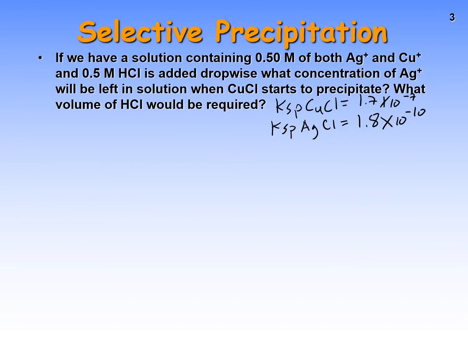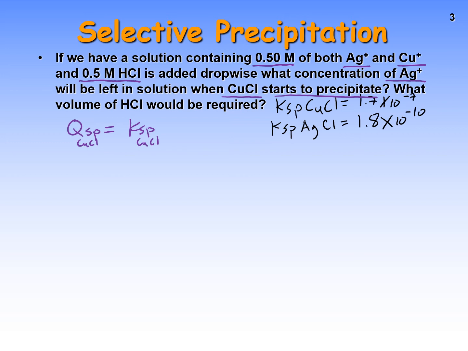So if we have a solution that contains 0.5 molar Ag plus and Cu plus, and we're adding 0.5 molar HCl, what concentration of Ag plus will be left in solution when CuCl starts to precipitate? Okay, well, I know that QSP is going to be basically equal to KSP when CuCl starts to precipitate. So specifically, the QSP for CuCl will be equal to the KSP for CuCl when CuCl first starts to precipitate.